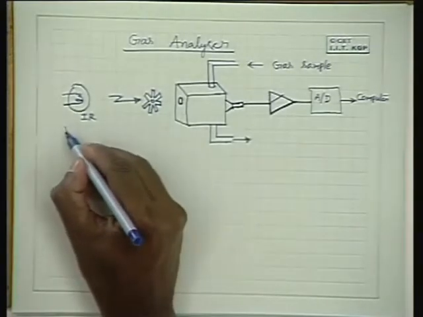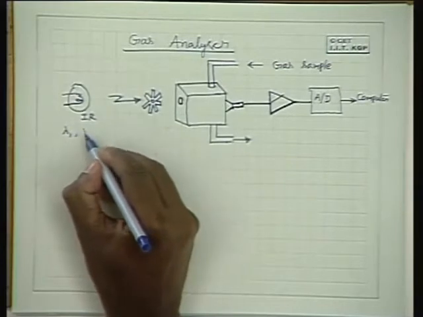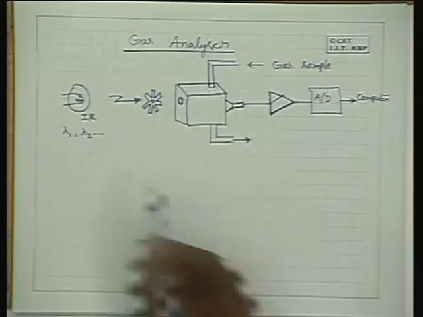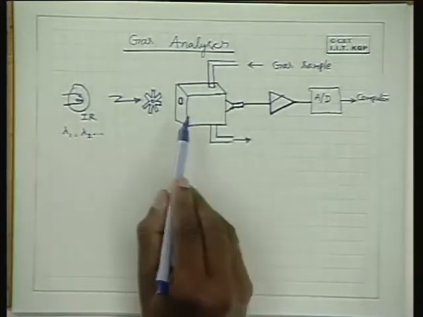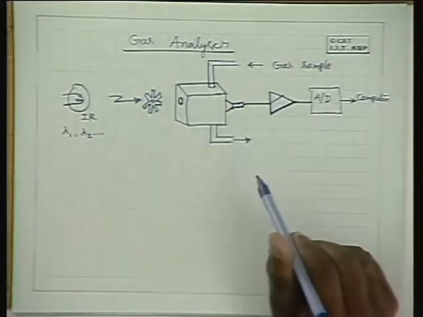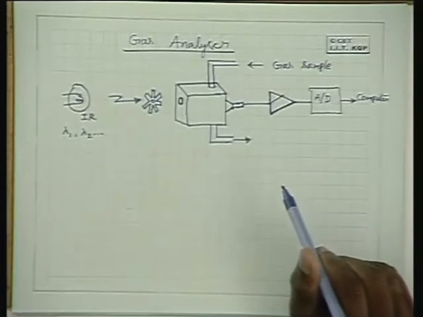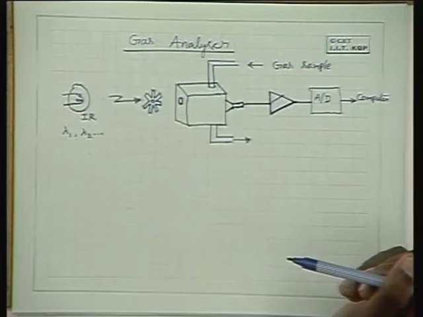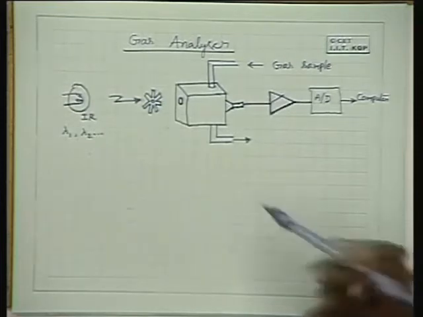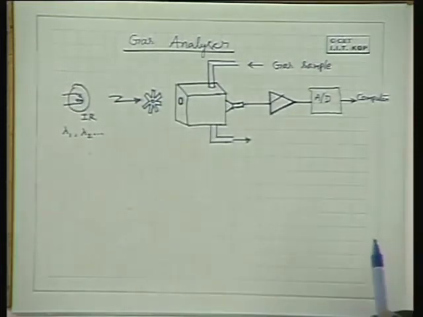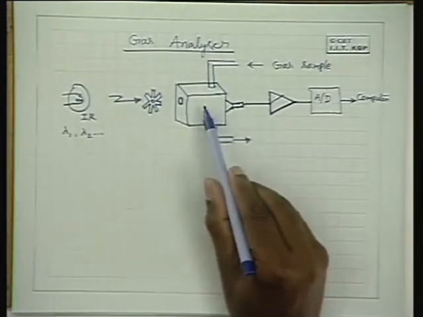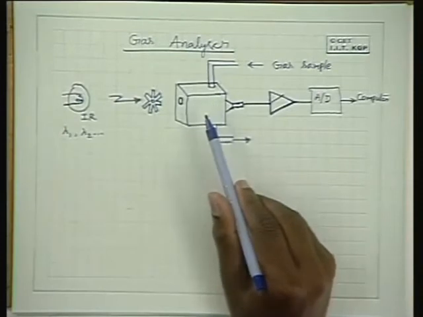You normally excite a few wavelengths, and for each wavelength you measure the absorption. Okay. Say you excite a few wavelengths like 5 or 6 wavelengths, and for each wavelength you see how much is the absorption. How do you note the absorption?